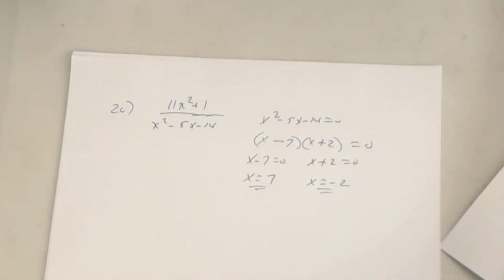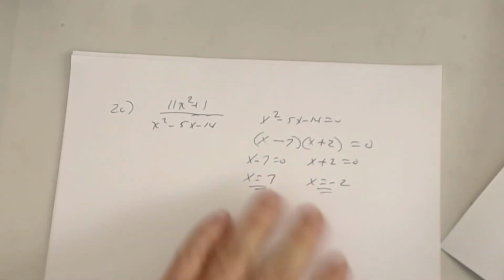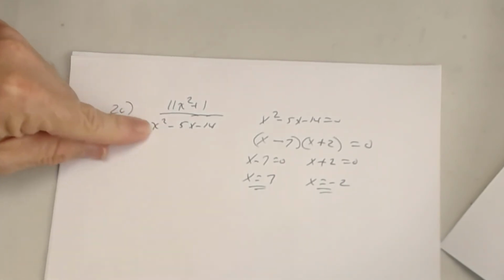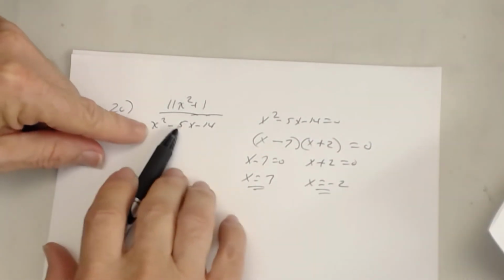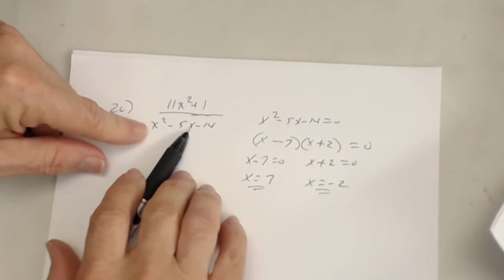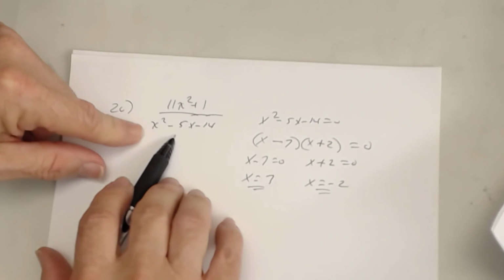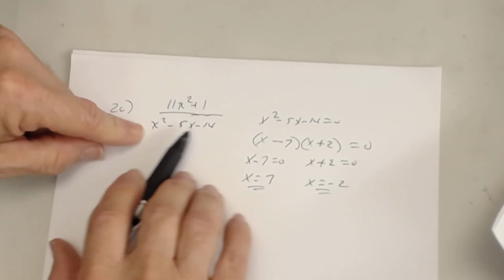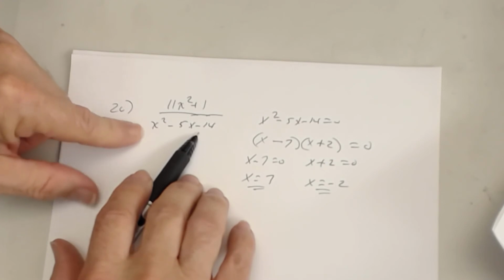So those are the numbers that make the denominator 0. Those are numbers that make the rational expression undefined. And again, you can check real quick. What's 7 squared? What's 5 times 7? 35. So 49 minus 35 is 14. 14 minus 14 is 0.